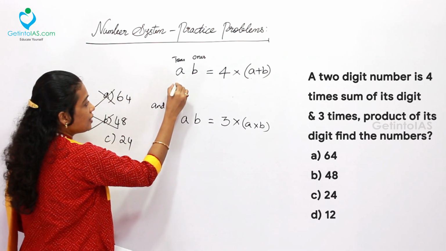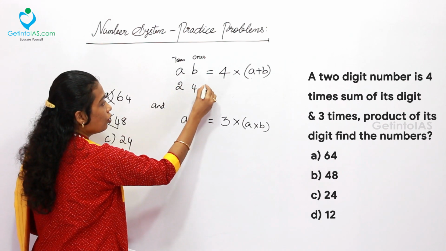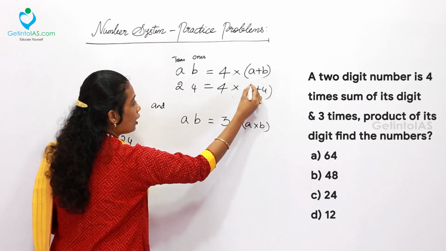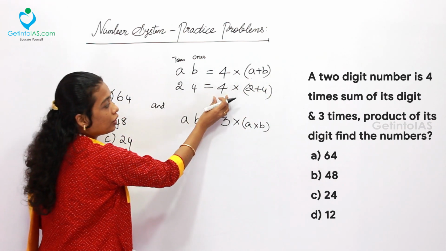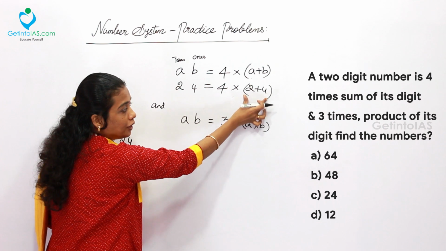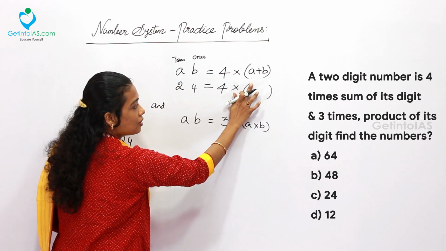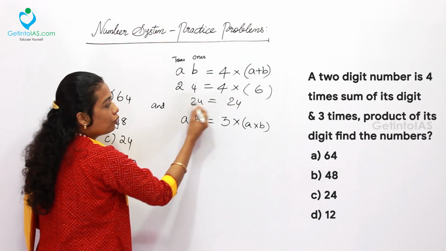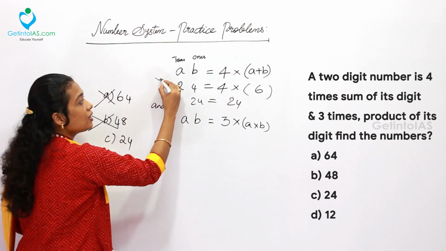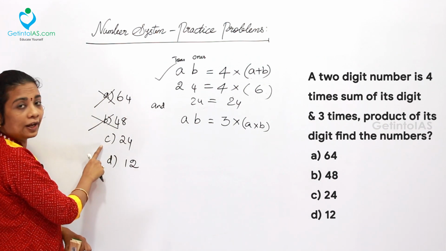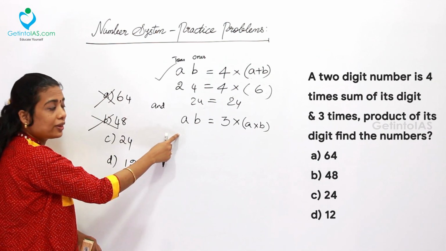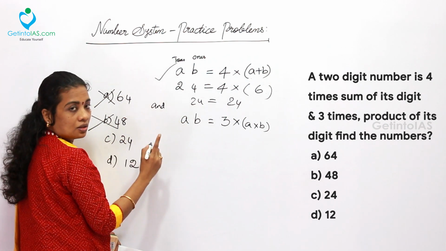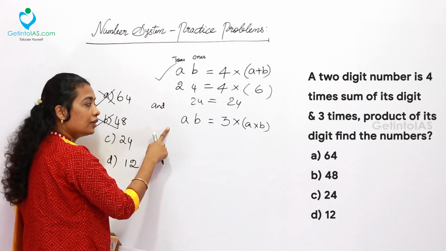24 is given. So considering A is 2 and B is 4, whether 4 into 2 plus 4 is equal to 24 or not. What is 4 into 2 plus 4? 2 plus 4 is to be solved first, which is 6. So 4 into 6 is 24. Yes, both sides are equal. So the first condition is satisfied. But don't say this is the correct answer yet. We also need to check with the last condition. Moving on to the second condition.